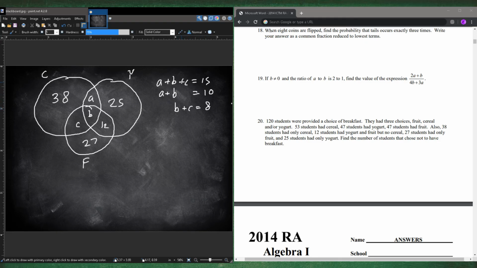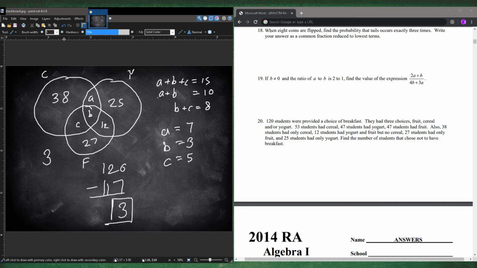Since we know B plus C is equal to 8, that means A has to equal 7. If A is equal to 7, we could go back to the second equation. That means B is equal to 3. If B is equal to 3, we could go back to the third equation. That means C is equal to 5. So we're given all the numbers now. So we have 38 plus A, which is 7, plus B, which is 3, plus C, which is 5, plus the 25, plus the 12, plus the 27. And you should get 117. Since we have 120, 120 minus 117 is 3. So 3 students did not have breakfast outside.